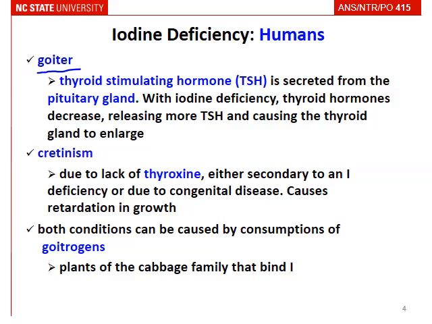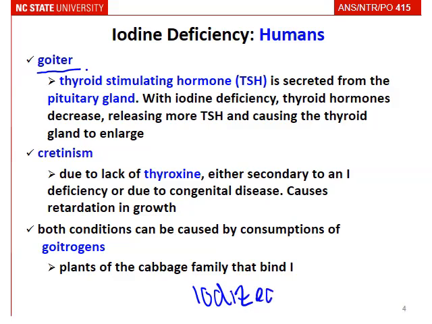And both conditions can be caused by consumption of goitrogens, primarily plants. These bind iodine. Cabbage has a lot of these iodine antagonists. They bind iodine, limiting its bioavailability, so the animal is unable to absorb it, and that results in the formation of goiters. Now, goiters were actually pretty common even in the U.S. Currently, we don't see a lot of goiters because we have iodized salt.